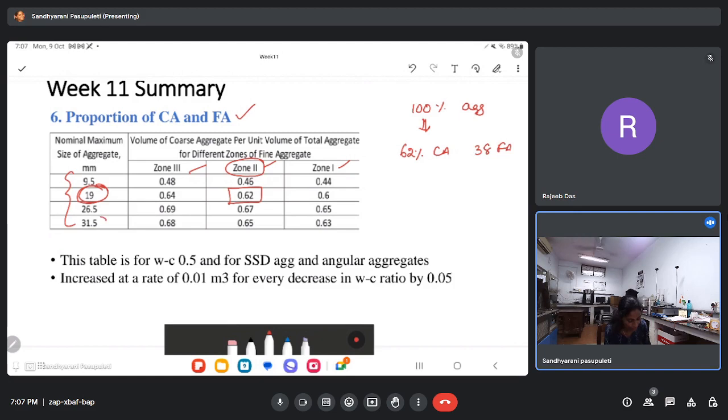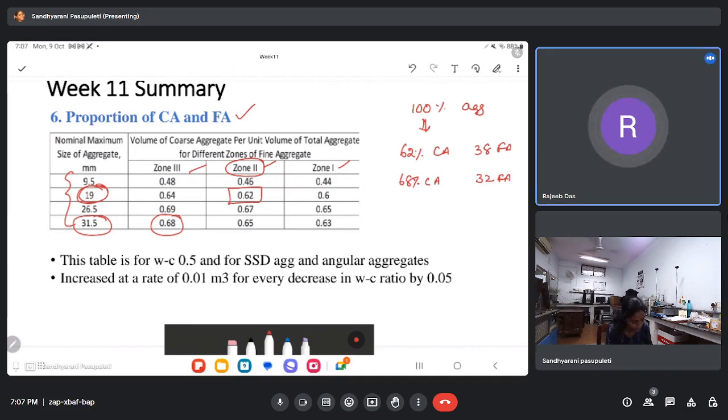If your nominal maximum aggregate size is 31.5 and you are going to use zone 3 fine sand, then 68% would be coarse aggregates. 100 minus 68, I think 32, would be the fine aggregates. So this is how we are going to calculate the proportions.